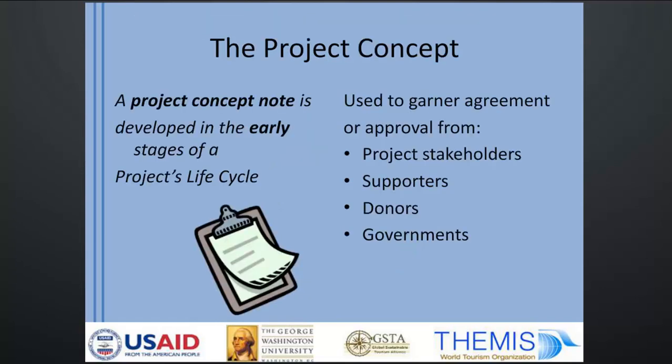This course provides a step-by-step approach that a team of project organizers can use to fully develop and package a results-oriented sustainable tourism project concept note. The concept note is developed in concert with stakeholders in a participatory manner and is a critical instrument used to garner agreement or approval from project stakeholders, supporters, donors, and government.